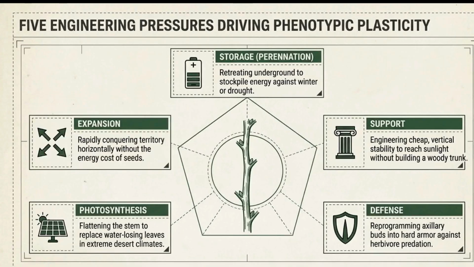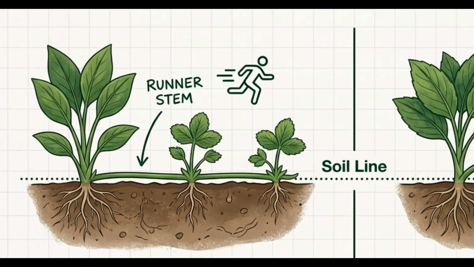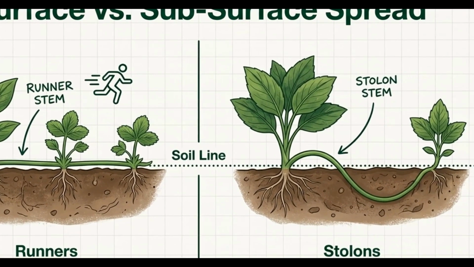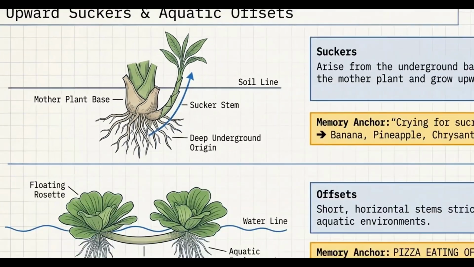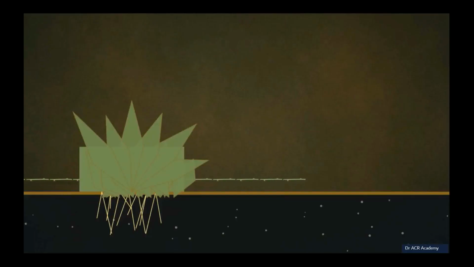Okay, for our last major category, let's look at how stems help plants spread out and take over new turf, all without making a single seed. This is called vegetative propagation, which is just a fancy way of saying how stems help create brand new plants. And instead of just giving you a boring list, we're going to tell a quick story to make these 4 types totally unforgettable. Our story begins with the runners.